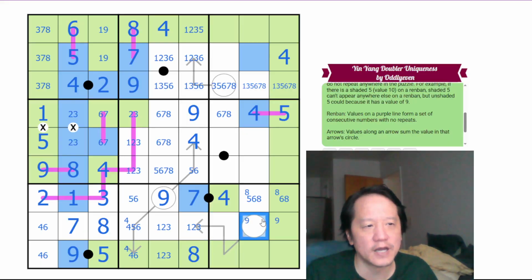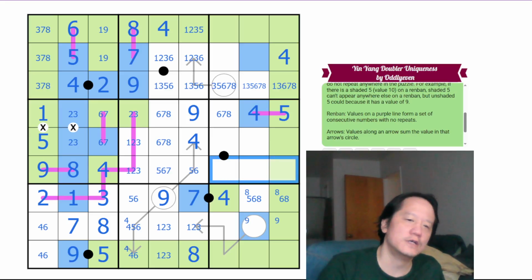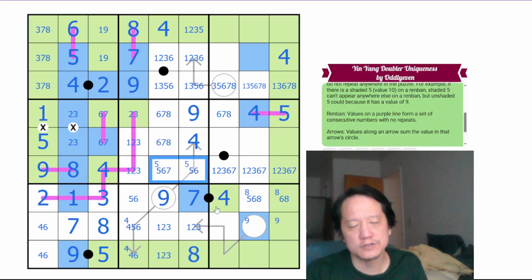Oh, if this is 9... These have to be different sums. I'm pretty sure the circles have to be different. 5 eliminates 5 here. This is a 1 to 2 ratio. 8 eliminates 8 here. Remaining digits of row 6 are 1, 2, 3, 6, 7. You can't have 5 here. So 5 has to be one of these two digits there.